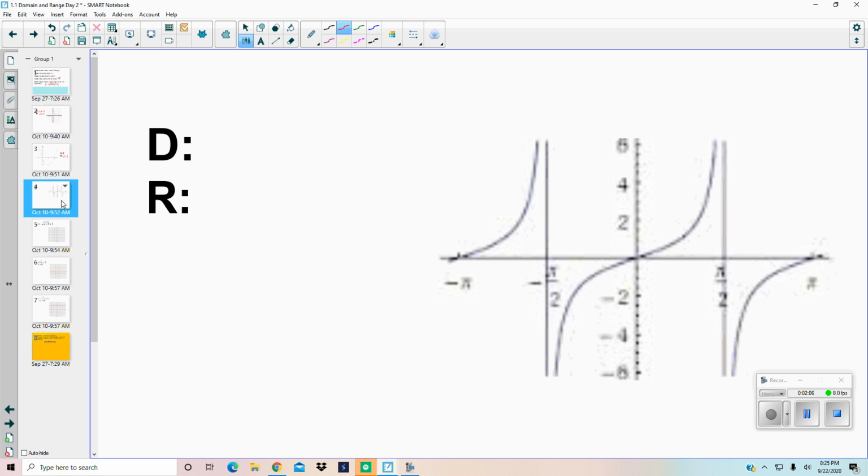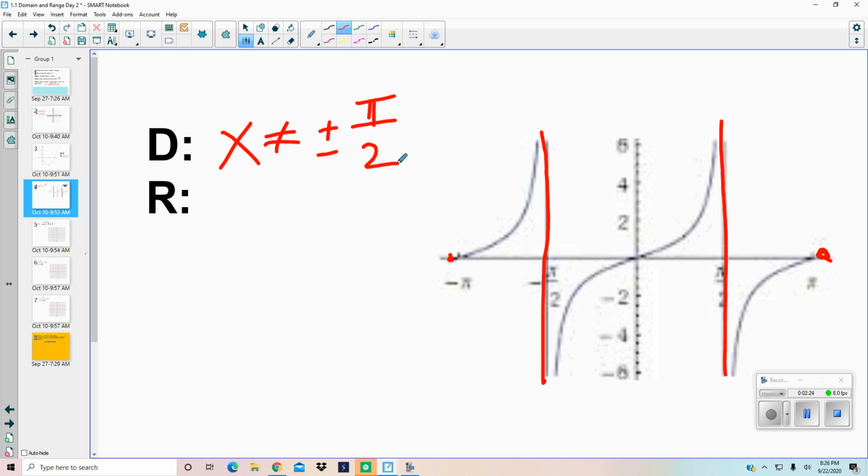Well, here's a tricky one. You can see that it doesn't cross this value, it doesn't cross that value. That's positive and negative pi over 2. And let's just say it stops there. So we're not going to talk about all the values if it goes on forever, but x cannot be equal to plus and minus pi over 2. Then you can see that the y, let's say those go up forever and down forever. So the y is all real numbers.